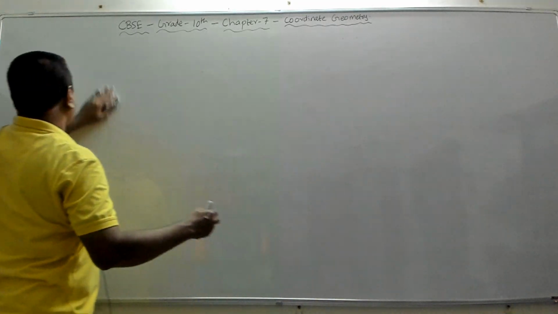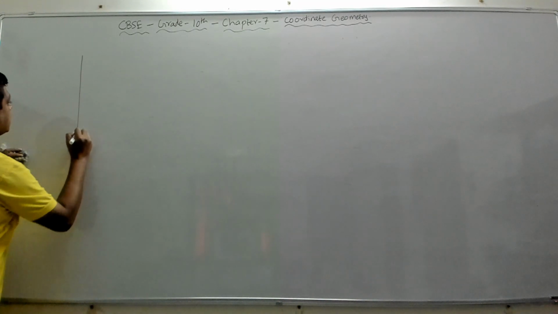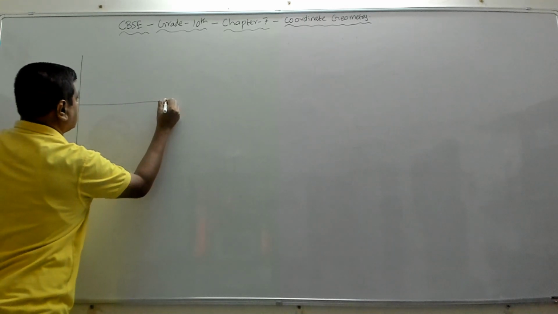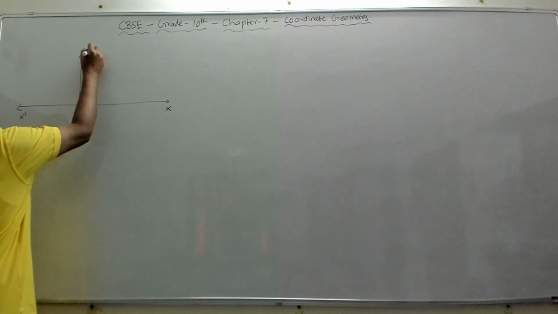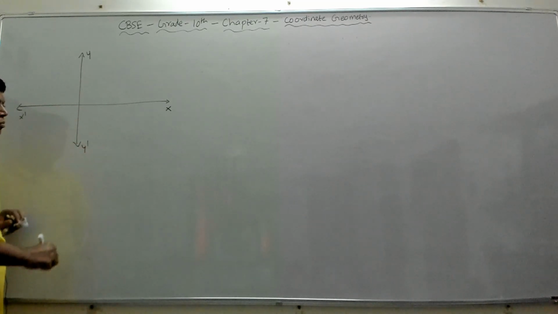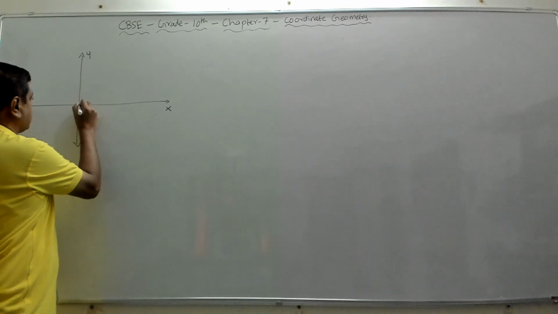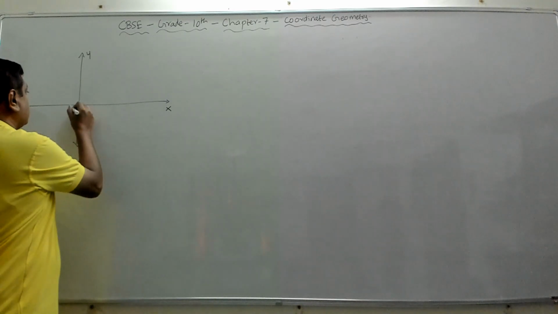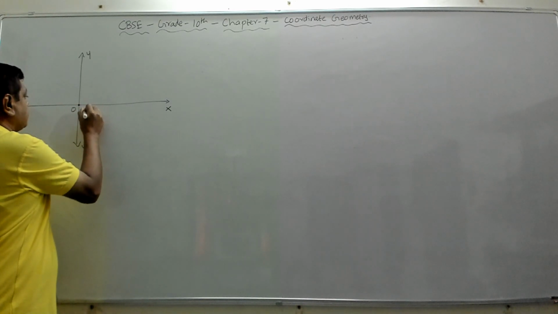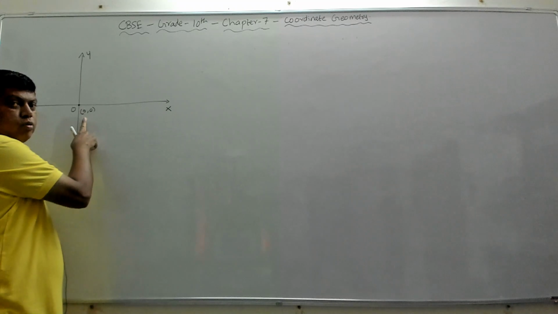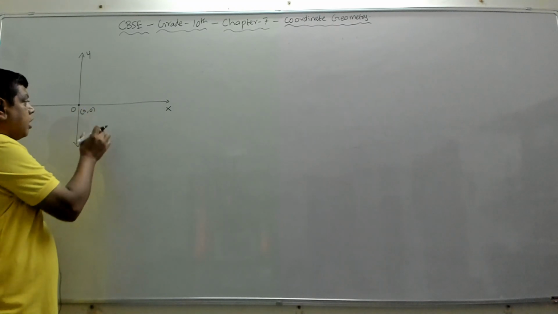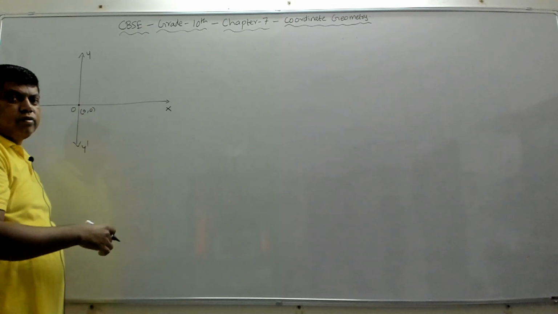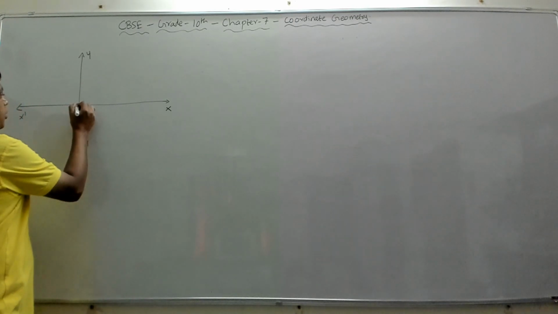So now let's again take our x-axis, this is our x dash, this is our y-axis, this is y dash, and this point is our origin O. The coordinate is (0, 0). X coordinate is 0, which is abscissa. Y coordinate is also 0, which is ordinate, and (0, 0) is called the coordinate of origin, and this point is called the origin.